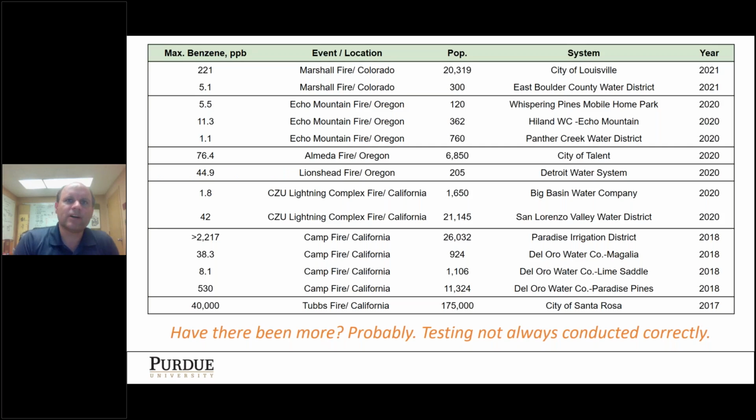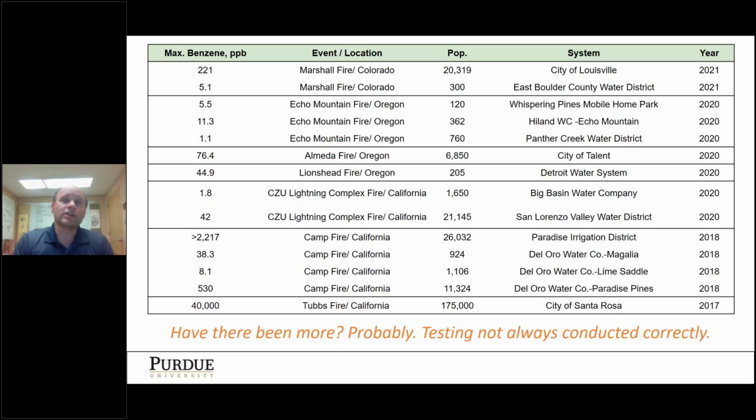Now, I talked a lot about the Tubbs Fire and the Camp Fire, and if you look down at the bottom of the screen here, there have been other water systems in California and Oregon and Colorado that have been contaminated after wildfires. The reason why I think you see so many systems in Oregon contaminated is because Oregon, the government agency, went out and funded free testing for their small water systems. So they helped their small water systems understand if contamination was or was not present, and they found it. We haven't seen that in Colorado. We haven't seen that in California either.